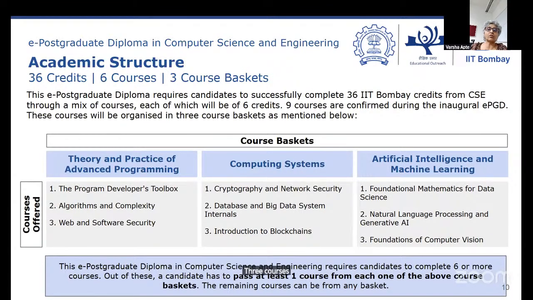So you can see that although you have to do 6 courses, you have a choice of 9 courses. It is again not any 6 out of these 9. It is going to be 1 in each of these baskets. And then the remaining 3 you can take from any of these. So if you want to have everything in systems or everything in AIML or all 3 in the programming basket, that's also fine. Or if you want to spread the 3 across all the 3 baskets, that's also fine. 1 in each basket, 3 your choice. Yeah, next slide.